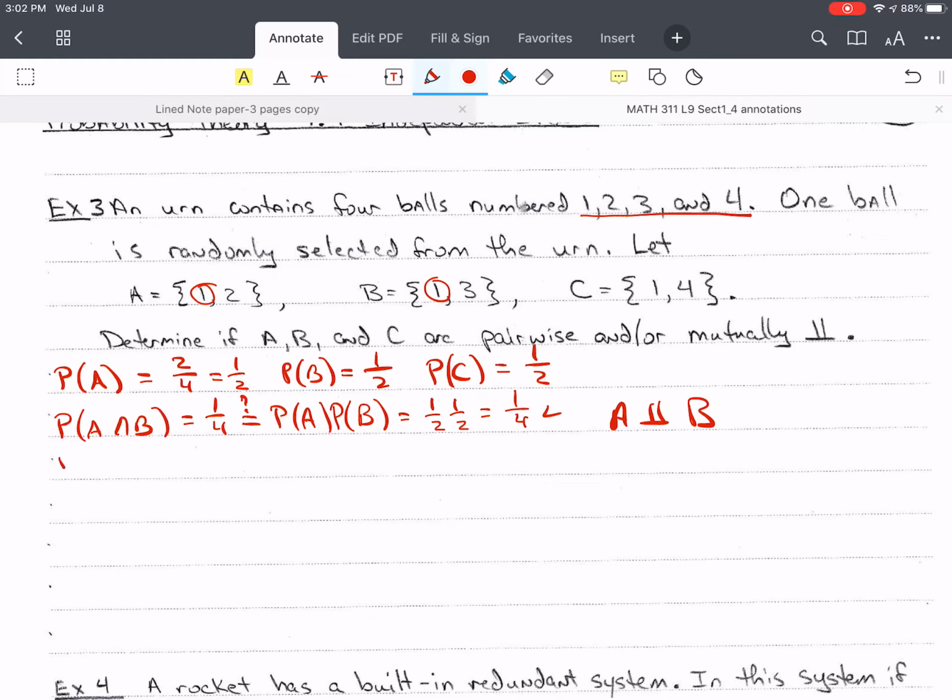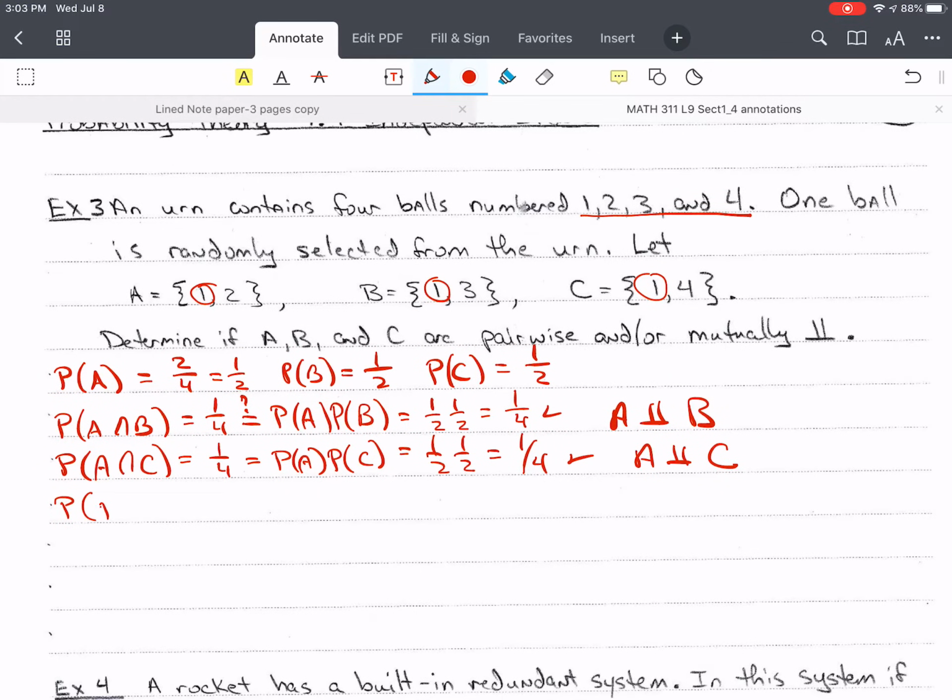Let's do the same thing with A and C. So A and C equals, again, the 1 is the only thing in common. So this is going to be 1/4, and then the probability of A times the probability of C is 1/2 times 1/2 equals 1/4. So A is independent of C.